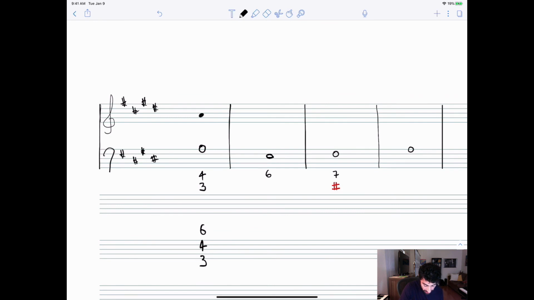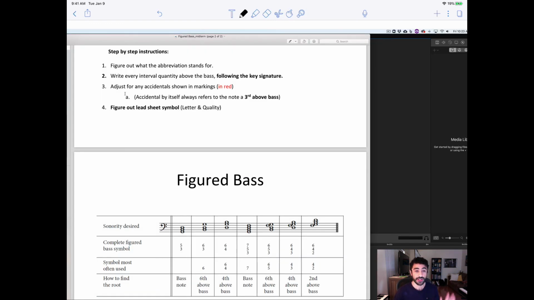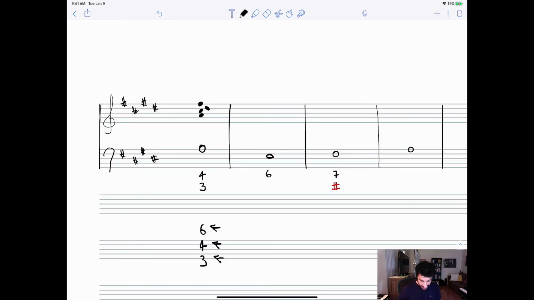And then a third is going to be a C sharp because it's in the key signature. A fourth is going to be a D sharp because it's in the key signature. And a sixth is going to be an F sharp because it is in the key signature. So that's good. Step 3, adjust for any accidentals shown in markings. There are no accidentals here, but I could add one if I wanted to.